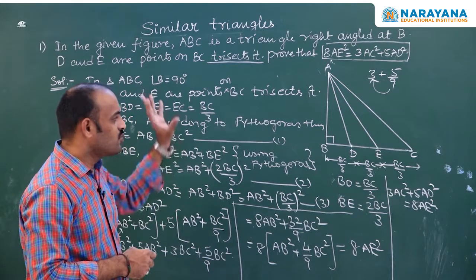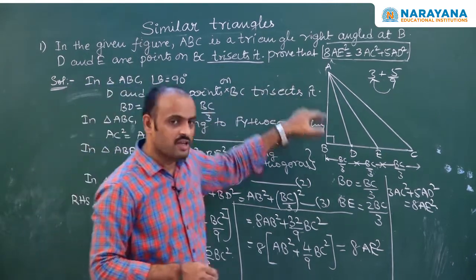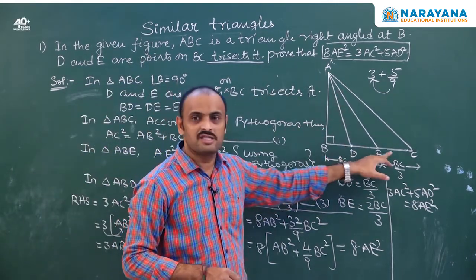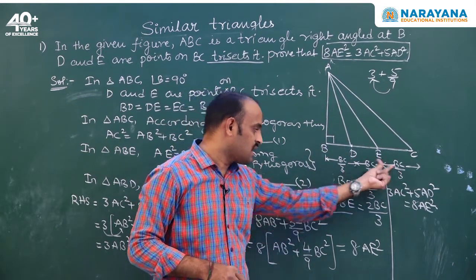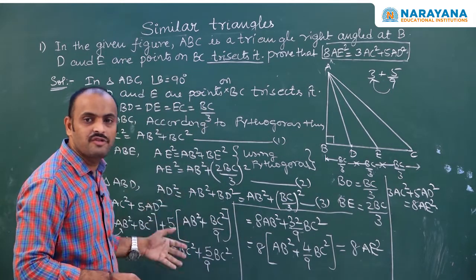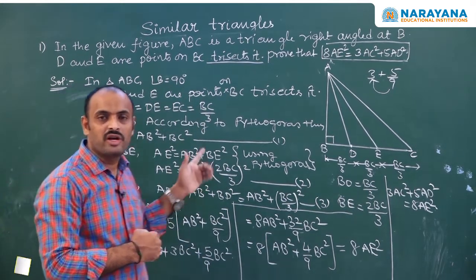Hope you understand this. What we have done, first we have written the given figure and we have identified the points D and E, and as they are trisected, we have written each part length, and then we made use of Pythagoras theorem. Hope you understand this question.